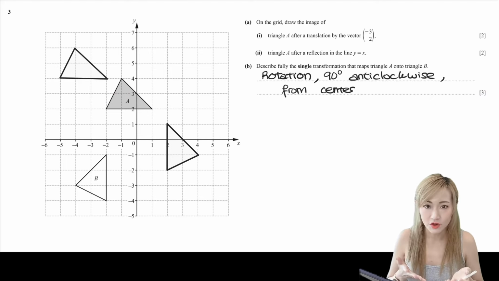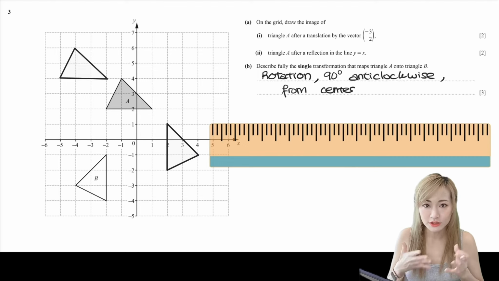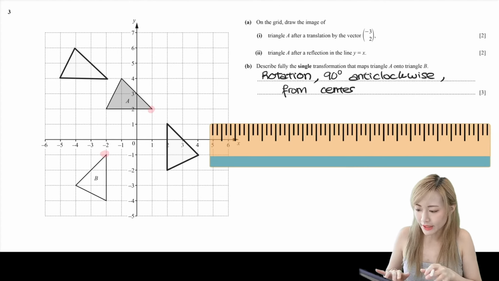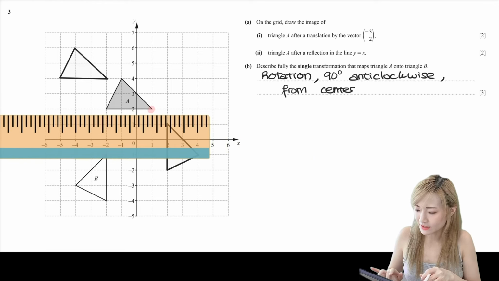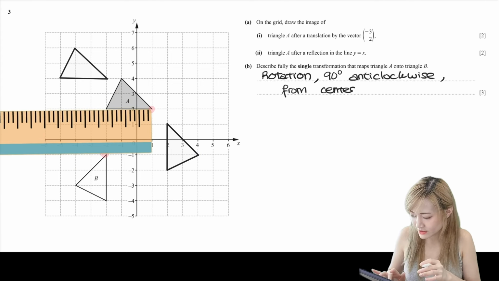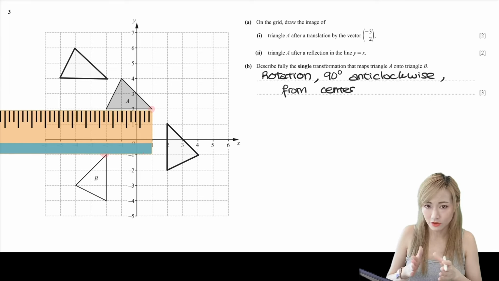To find the center of rotation, you can use a ruler to help you. The center of rotation is an equal distance from the corresponding points on the two triangles. And if you draw a line from the corresponding points to the center, it should also make a right angle. So we can use the corner of the ruler to find a point that is the same distance from these two corresponding points. And it should be around there. Okay, and as you can see, it makes a right angle because the ruler is a right angle.